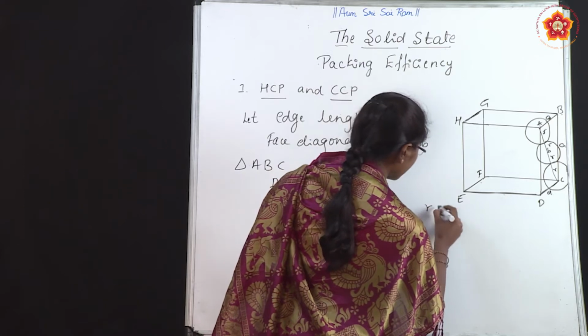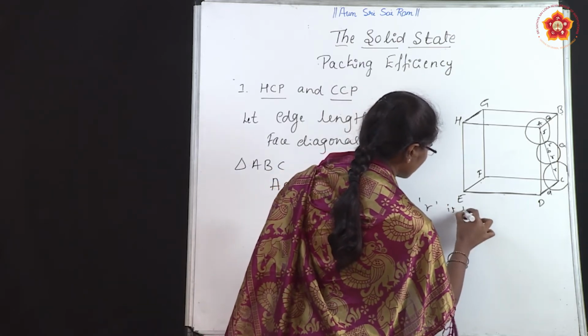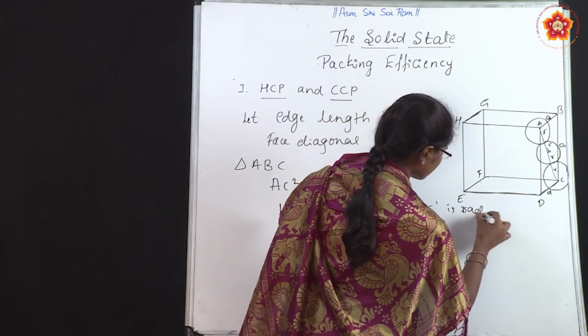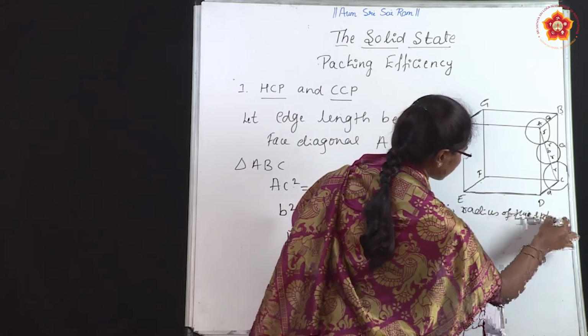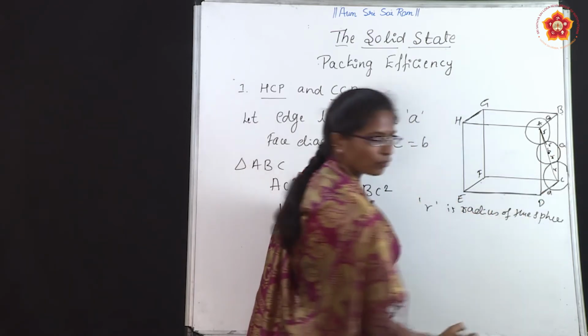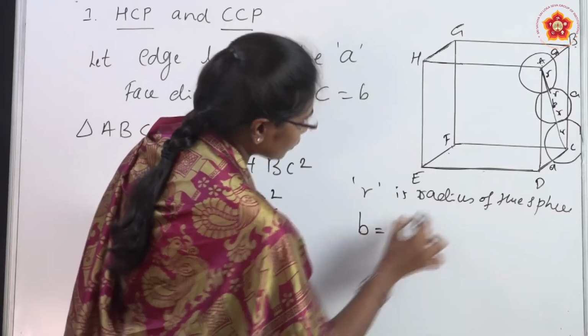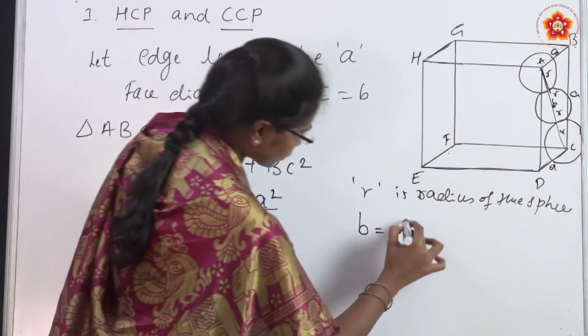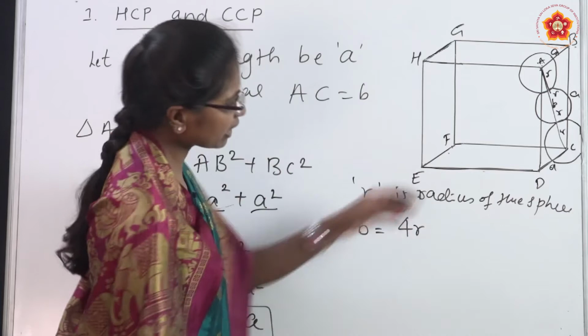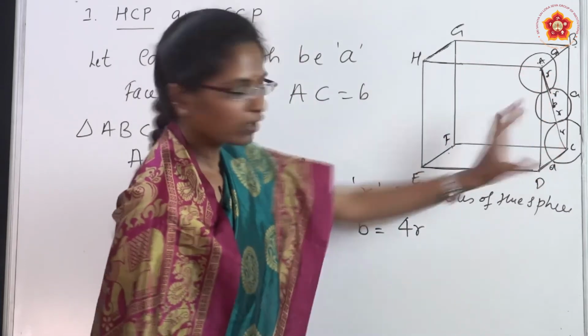Now, we know r is the radius of the sphere. See here, there are 3 lines. So this is 1 r, and here r and r. Okay, 3 r, and this is 4 r. So B equal to, the whole diagonal is the B, right, and B is equal to 4 r, the radius of the sphere, 4 r.